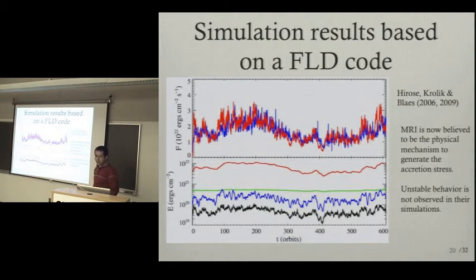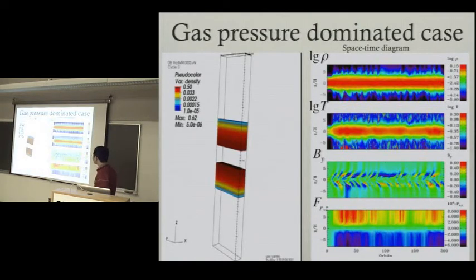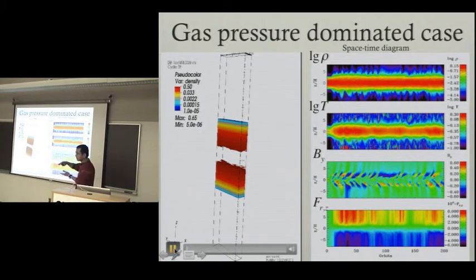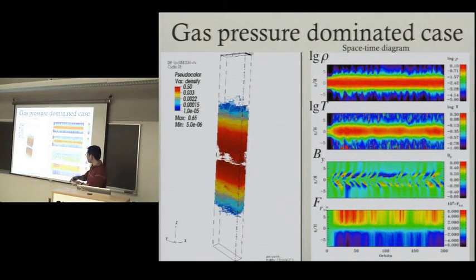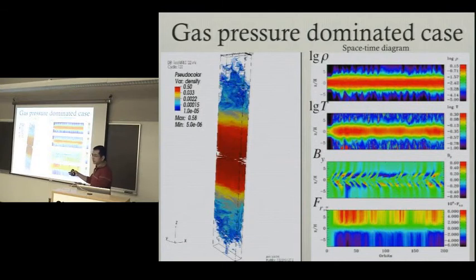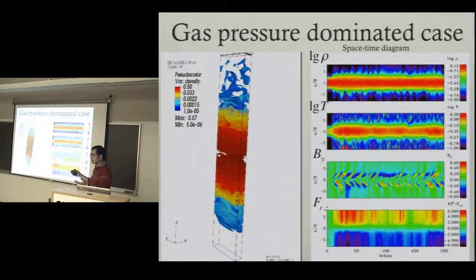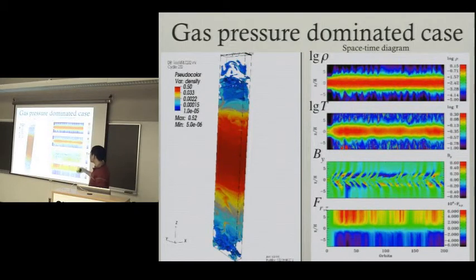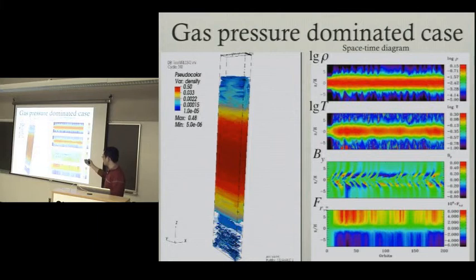So we want to check the result with our simulations with this new code. The first thing we run is the gas-pressure-dominant case. We start with some initial condition and then put a seed magnetic field in, and the MRI will be calculated self-consistently in the disk, and the disk will turn into turbulence. When the turbulence is strong, the disk will just heat up. When the turbulence becomes weak, the disk will just fall back. And this just shows the structure of the density in the disk.